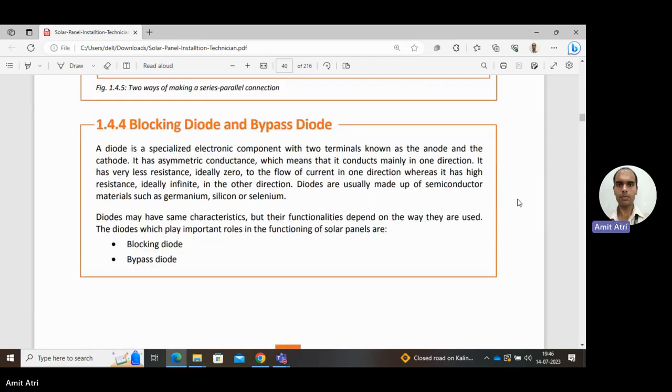One more thing in this topic 1.4.4: the blocking diode and the bypass diode. A diode has some terminals, which we have discussed here, and it conducts in one direction only. We can call it forward bias. So when a diode is forward biased, it will conduct, meaning current is flowing from the positive to the negative side. If the reverse happens, then it will not conduct.